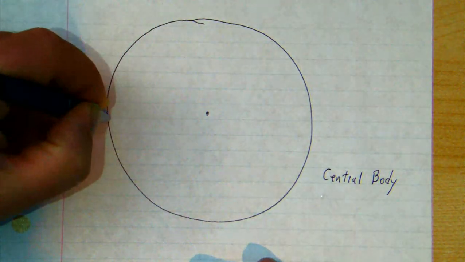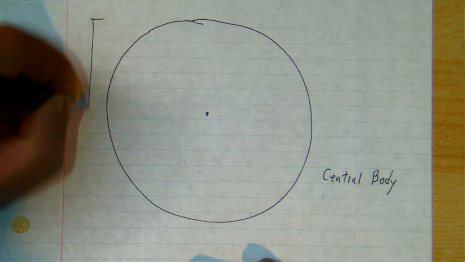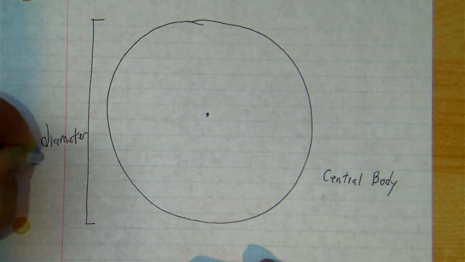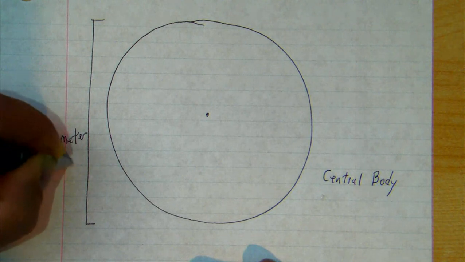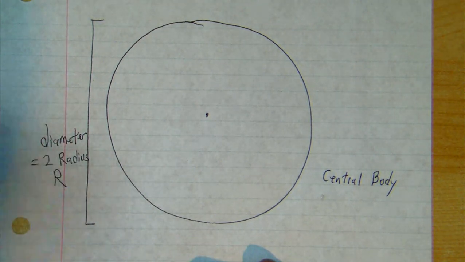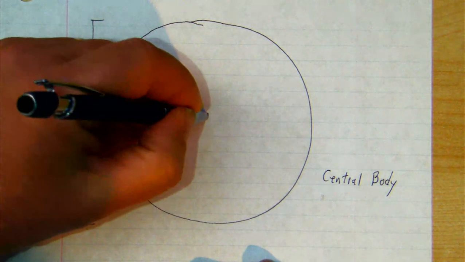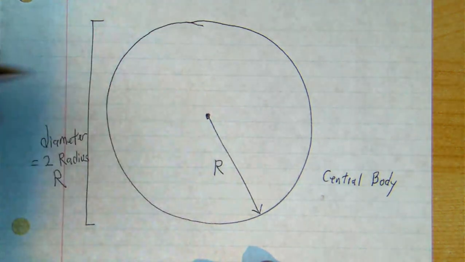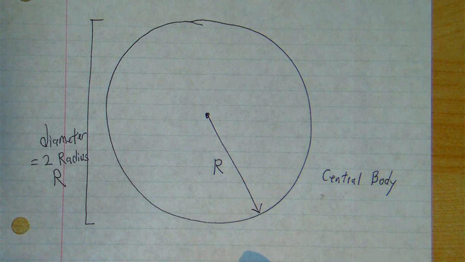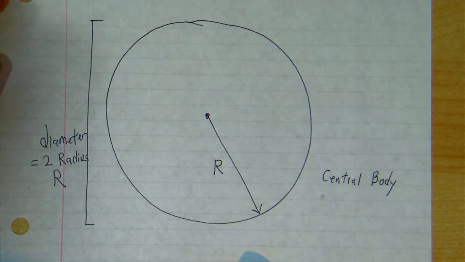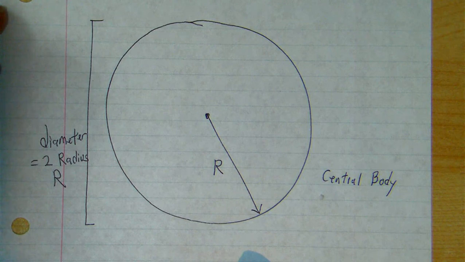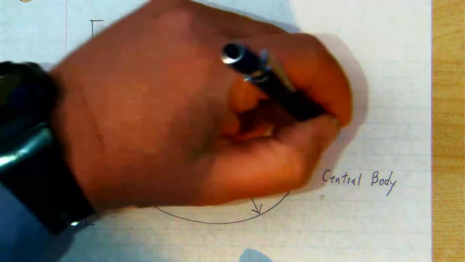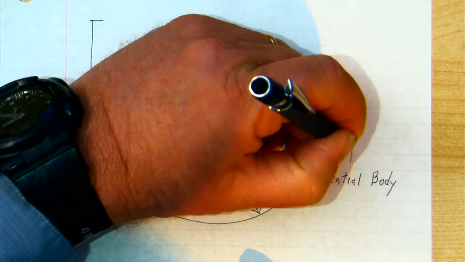It has a diameter, of course, that is equal to twice its radius. And for its radius, I'm going to be using capital R. So from the center of the central body, whatever it is, to its surface, that distance is the radius of that object. For the Earth, it's almost 6,400 kilometers in radius. Whatever the central body is, we're going to be doing calculations of objects orbiting that central body.